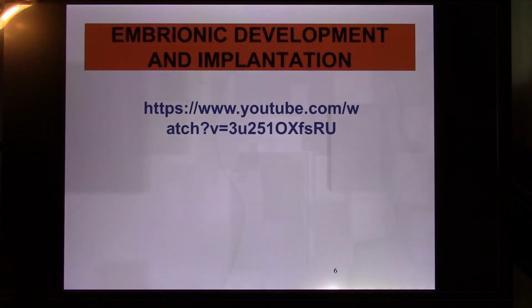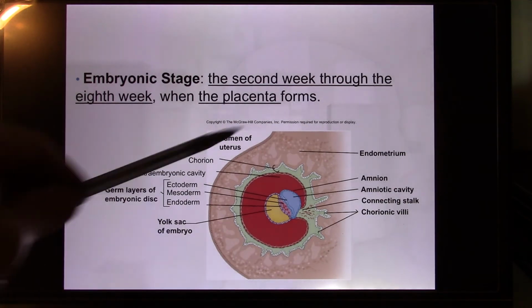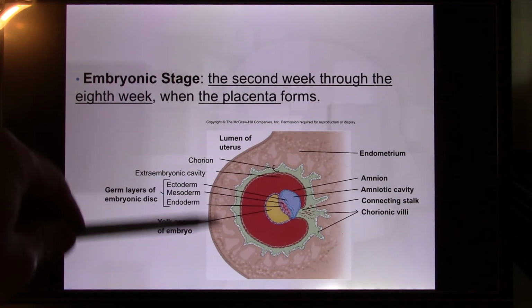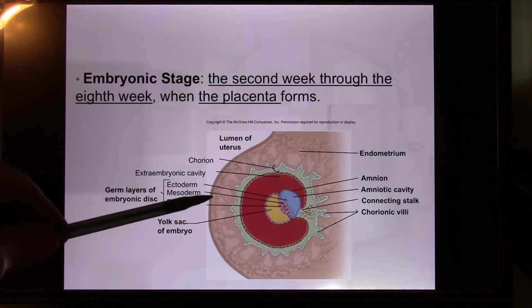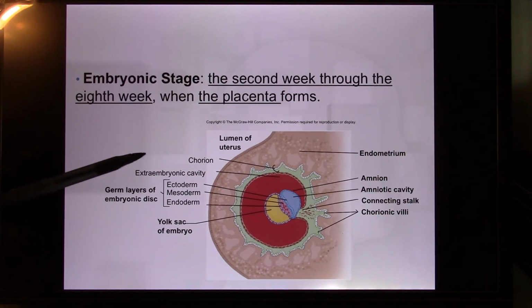And this video shows you the embryo development. So the first few weeks, that's the embryonic stage, from week 2 to week 8. And during this time, we call it an embryo. We don't call it a baby yet. The embryo needs to develop, and the most important thing is the placenta. This blood network needs to form.